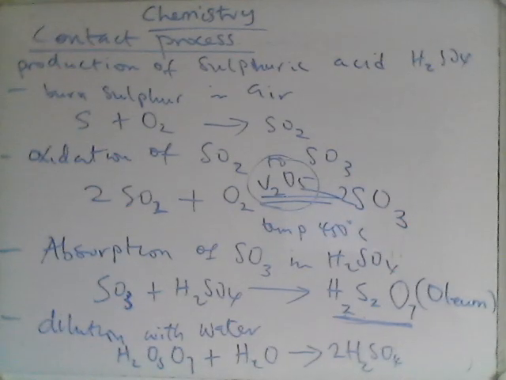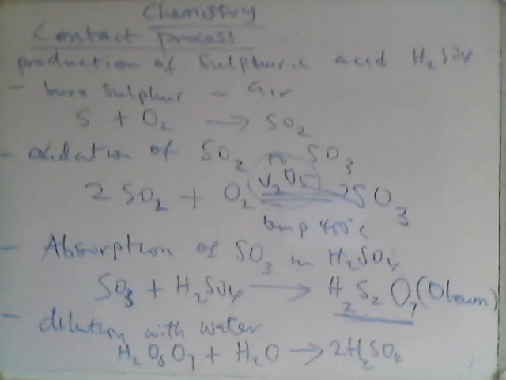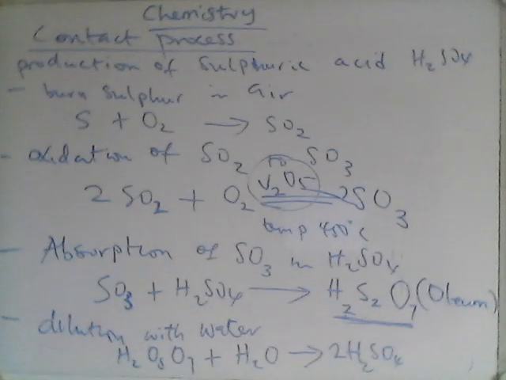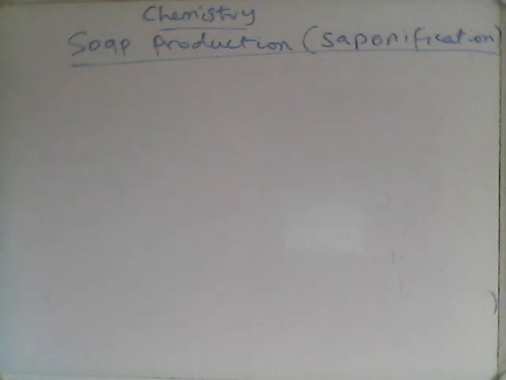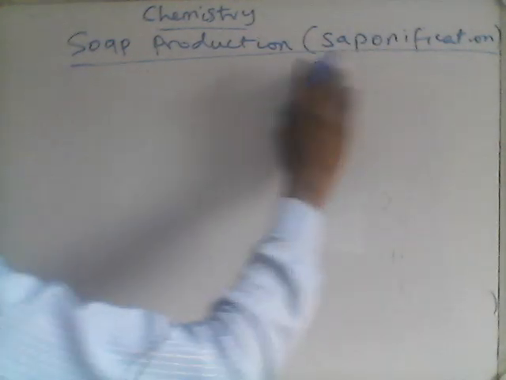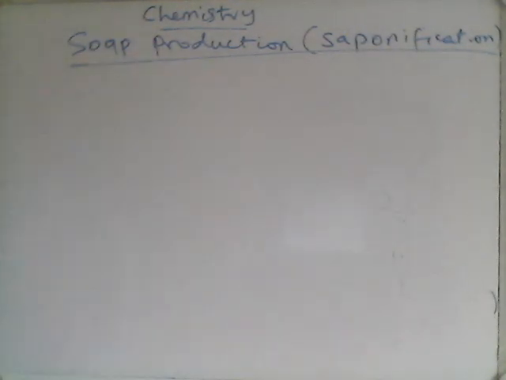Fertilizers, detergents, paints and dyes, and acids. So there are other products that we can get industrially, like soap production, which is through a process known as saponification. Saponification. So this other one is soap production. When you hear the word saponification, it is actually the making of soap.